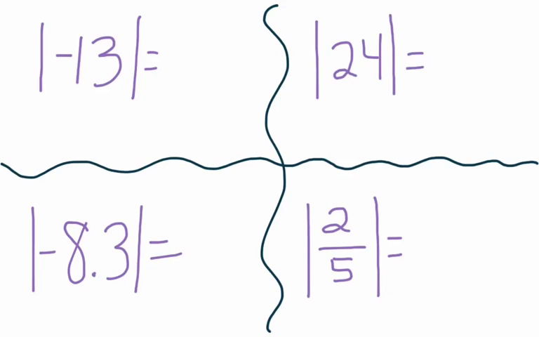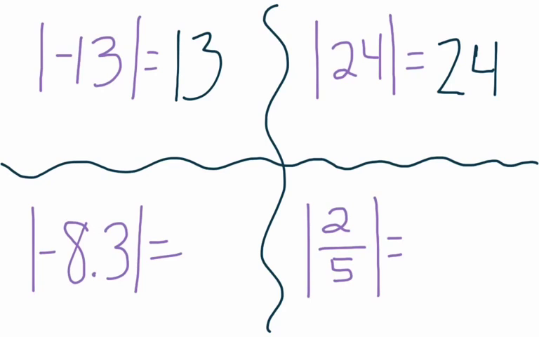Beginning now, we'll start in the top left corner and work our way down in a Z. What is the absolute value of negative 13? Well, that is 13 away from 0. Going to the right, what is the absolute value of 24? Well, 24 is 24 away from 0.